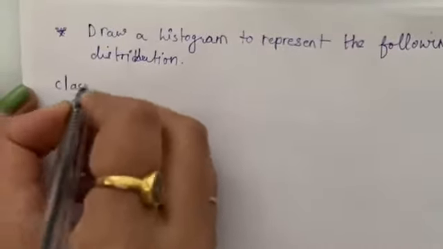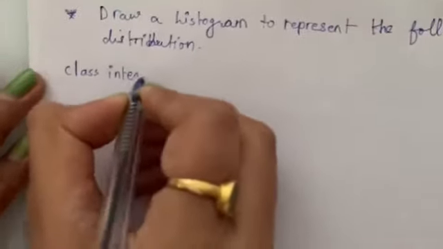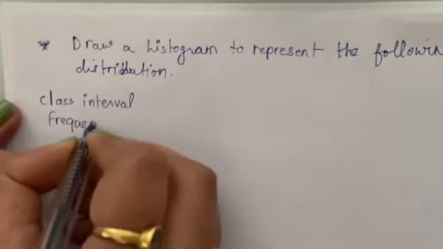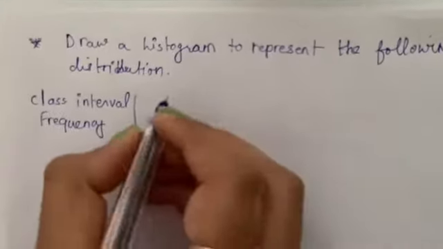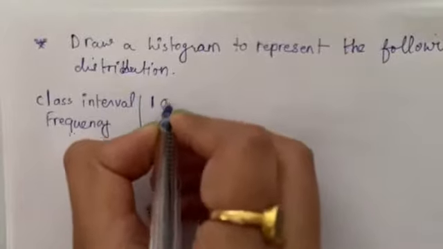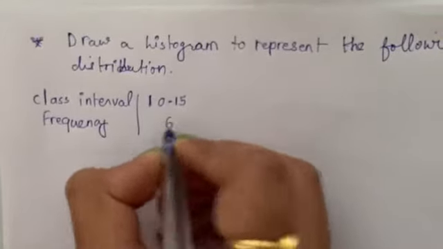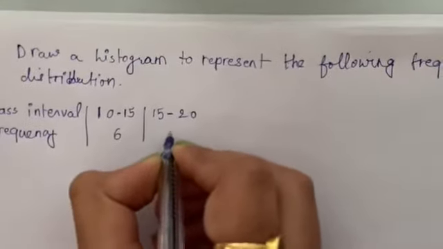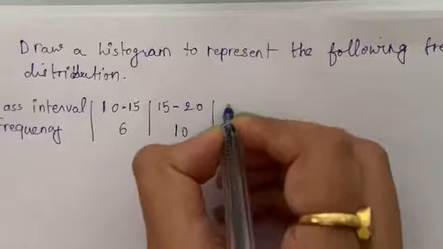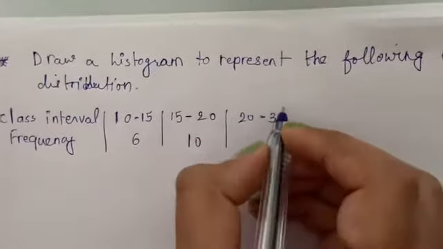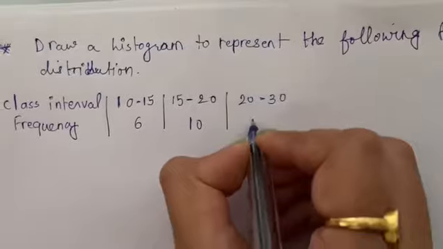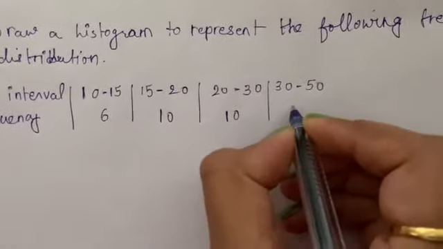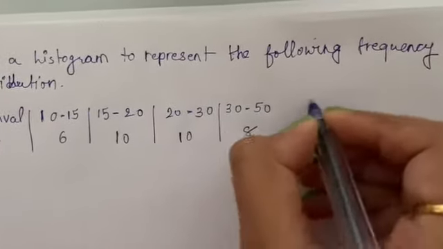Over here we have class interval and frequency, they are given. Now the class interval is 10 to 15, at that time the frequency is 6. Next is 15 to 20, frequency is 10. Next is 20 to 30. You can observe the class interval is different, so the frequency will be 10. Next is 30 to 50, so the frequency is 8.